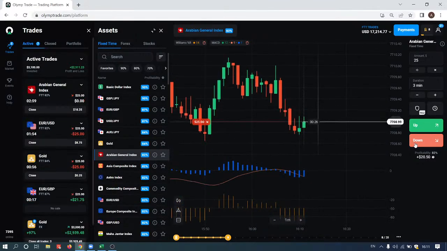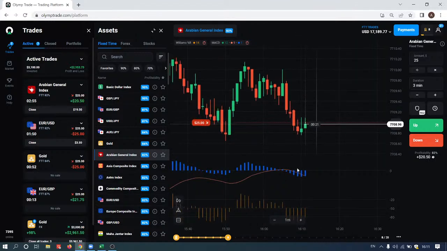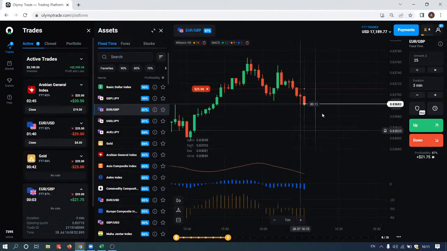So let me go ahead and open a trade on Arabian General Index. And so this asset is looking for a down trade. Yes, the signals are there. And Euro GBP is closing with a profit.